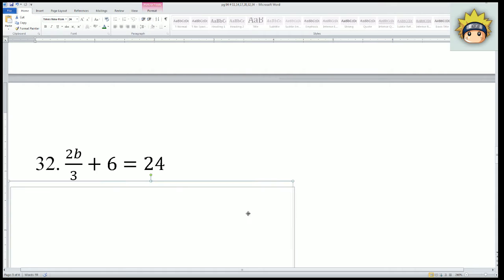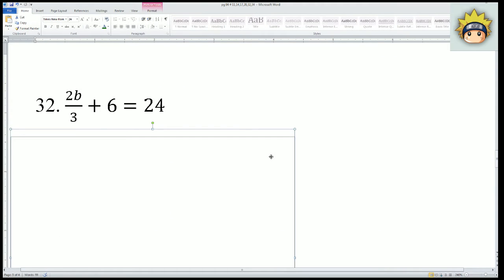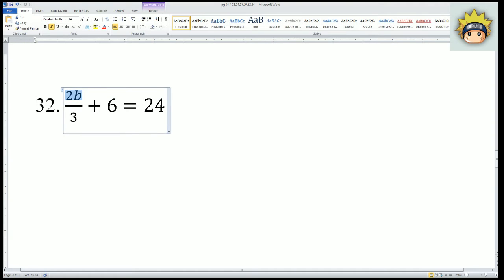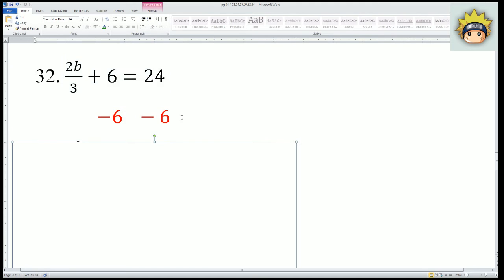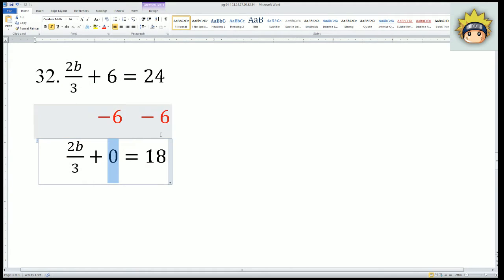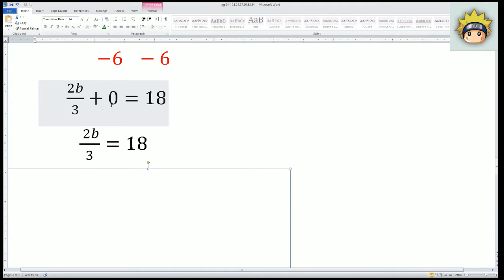Alright, let's look at 32. It behaves the same way. We want to ask ourselves what is attached to this. I see a 2b, then divide by 3, then a plus 6. The plus 6 is the most outward thing, so let's subtract 6 from both sides. On the right hand side, 24 minus 6 gets me 18. 6 plus negative 6 is 0, that's where that 0 comes from. We never write the plus 0.